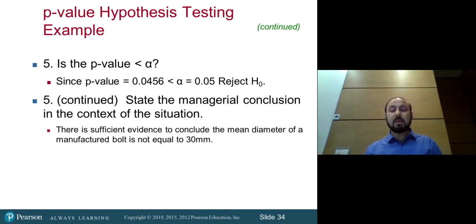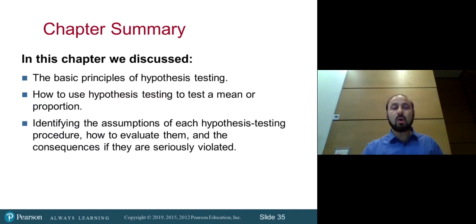So this states the managerial conclusion in the context of the situation. Decision: there is sufficient evidence to conclude that the mean diameter of a manufactured bolt is not equal to 30. That is what we have decided, because our p-value is less than our alpha. So that is how we can use hypothesis testing to make the decision.